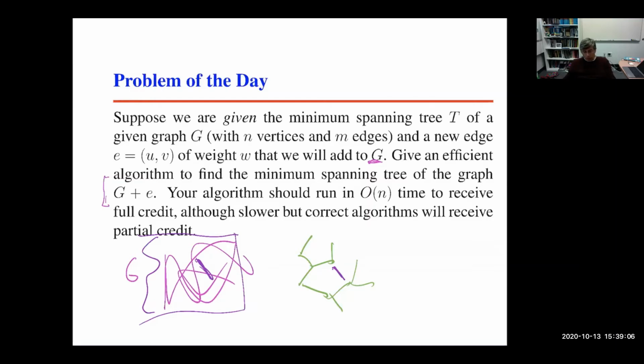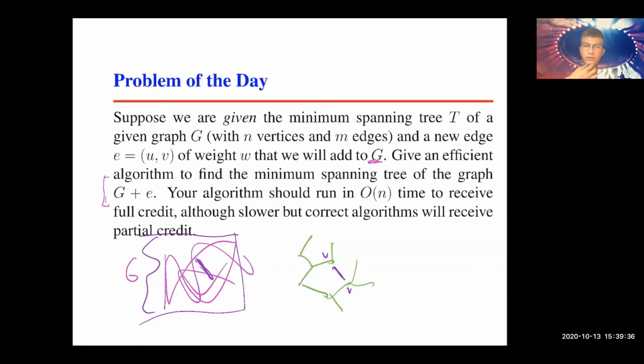The question: are U and V already in the tree? Well, by definition, yes. The vertices are all in the tree. In any minimum spanning tree, it's got to cover all the vertices. Now I'm adding a new edge. Okay, can we update the minimum spanning tree? Any questions? Any ideas how to do it?